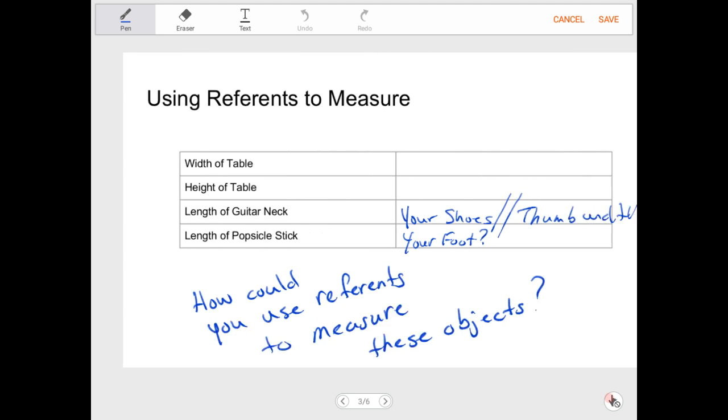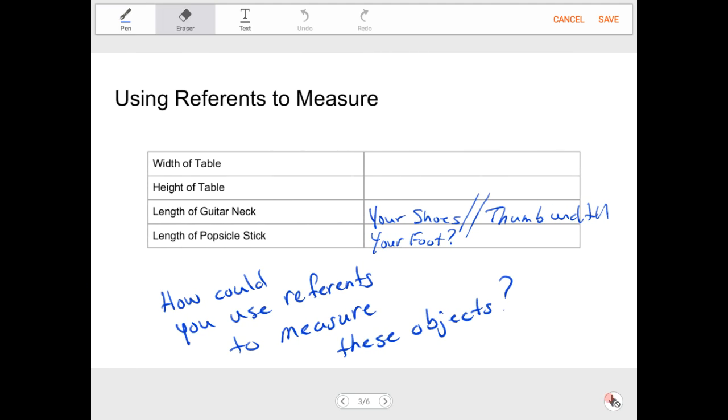I guess that's the only thing I'd say to you here: none of this is really difficult, except the one thing you have to ensure is that the referent must match the task at hand, because some things are very, very small, some things are very, very large.